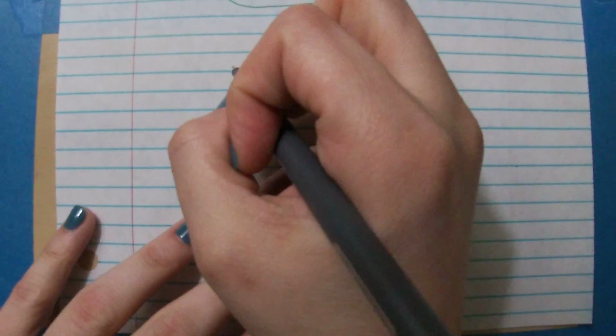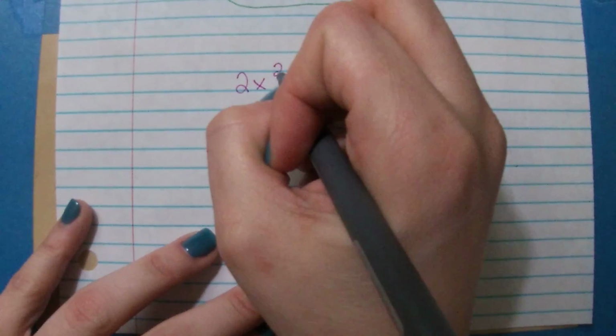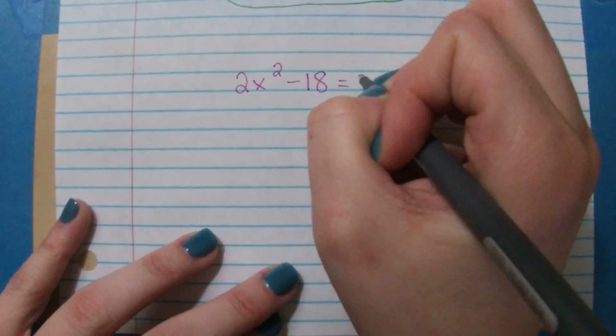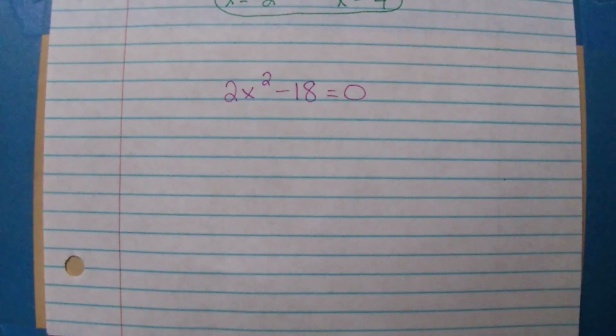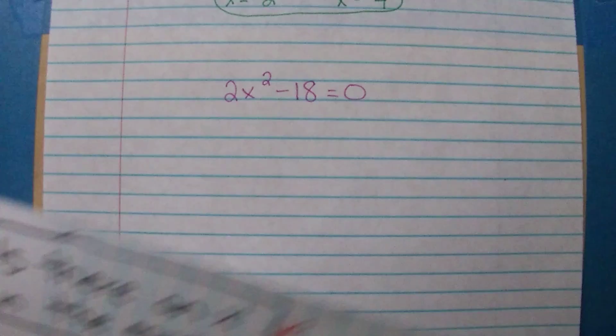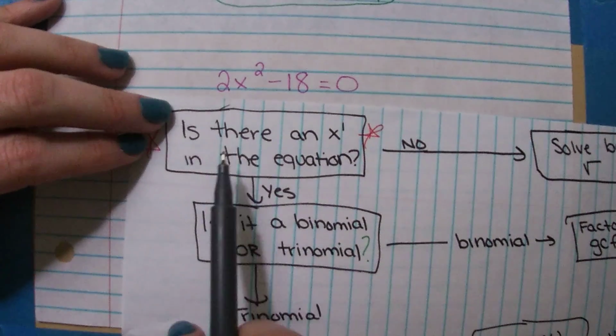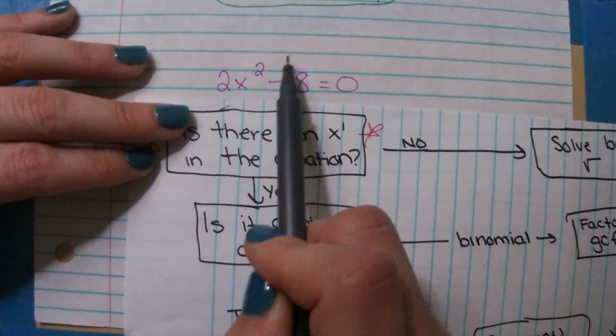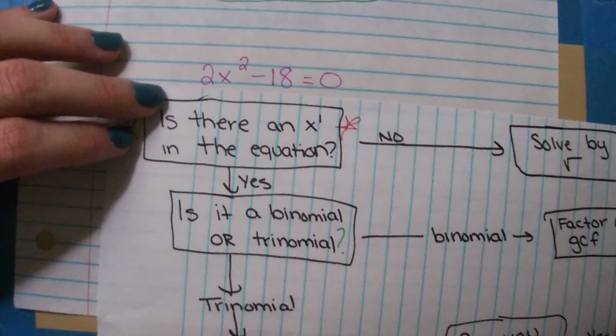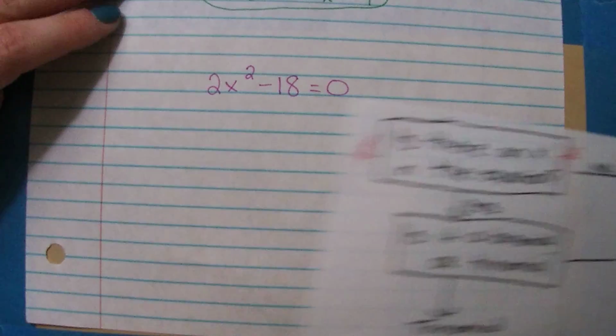Okay, so let's look at a second problem. Just going to go through a few here and show you the different options of how it works. How about 2x squared minus 18 equals 0? And some of you might look at that and go, duh, I don't need to use a chart. But just to show you how it works, is there an x to the first power? No, right? This only has an x squared.